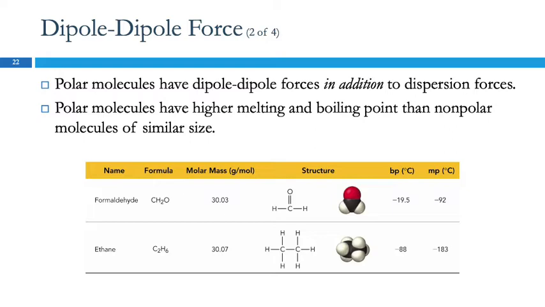Polar molecules also have dispersion forces, and so their boiling points will depend on molar mass as well. But when we're comparing, we have to be careful that we're not changing multiple things at once. So here we're going to compare formaldehyde and ethane. And because we don't want the dispersion forces to cause a difference here, these are two compounds that have extremely similar molar masses, right? Almost the same.